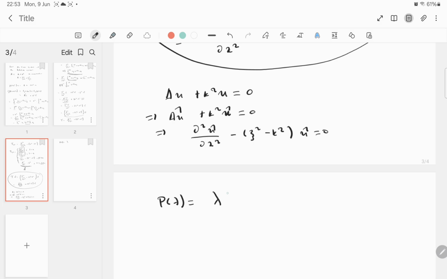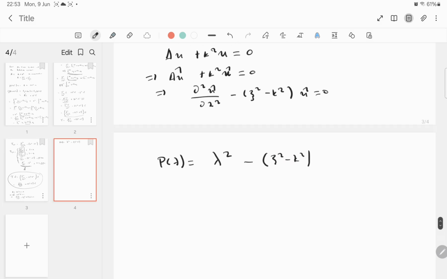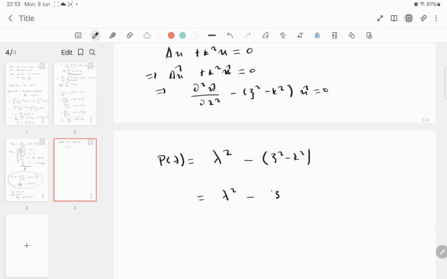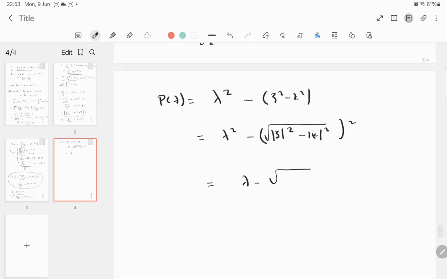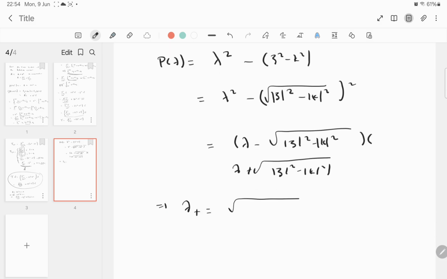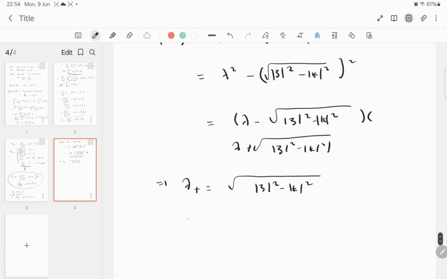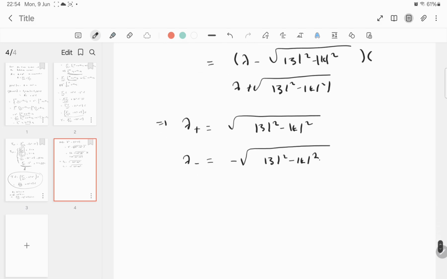And p of lambda is lambda squared minus xi squared minus k squared. And you can write it as lambda squared minus the square root of xi squared minus k squared, squared. That is a difference of two squares. So lambda plus is the square root of xi squared minus k squared, and lambda minus is minus the square root of xi squared minus k squared. So my general solution u hat is a coefficient c1 e to the lambda plus x plus c2 e to the lambda minus x.